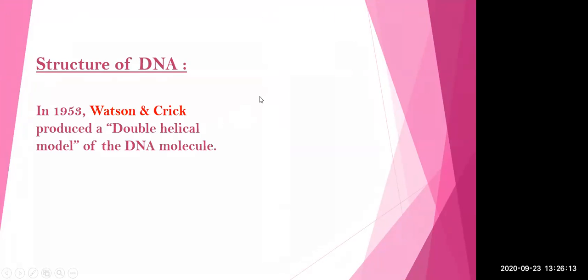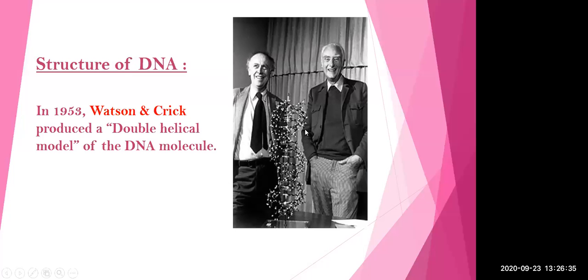Okay, so now we'll study the structure of the DNA. In 1953, Watson and Crick, these are the names of the scientists, proposed a double helical model of the DNA molecule, right? Now the diagram is important. You can see the faces of the scientists. So this is also important. You should be able to recognize the scientists. So these are Watson and Crick, and you can see the model of the DNA, and they were also awarded a Nobel Prize for this.